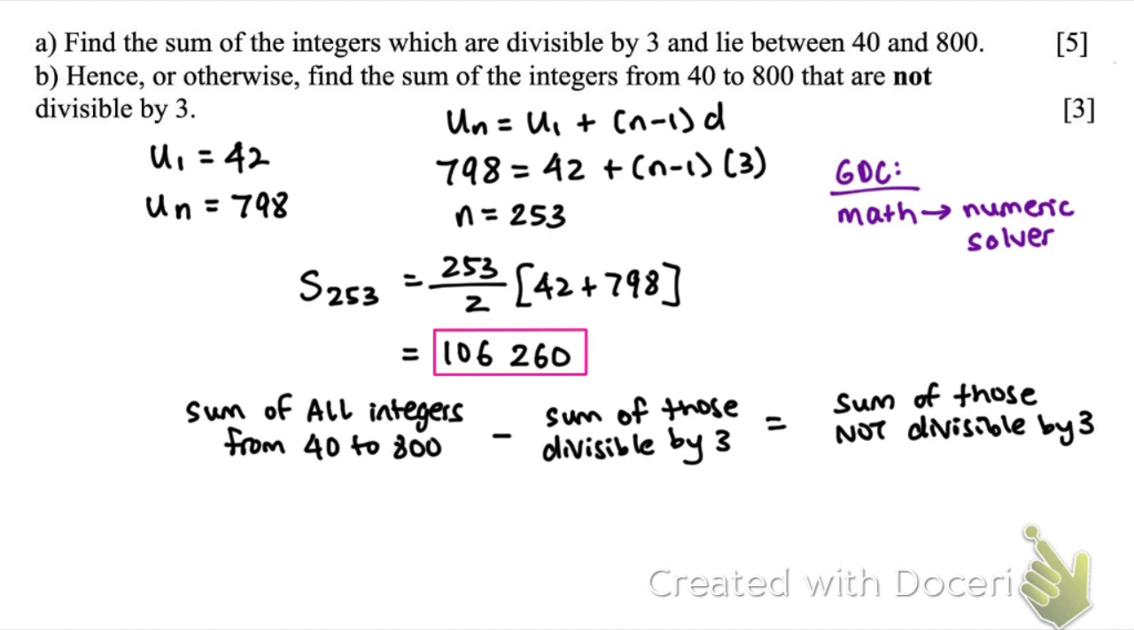To figure out the sum of all the integers from 40 to 800, we must apply the arithmetic sum formula. And to do that, we need to know how many integers there are from 40 to 800. There are 761 of them.